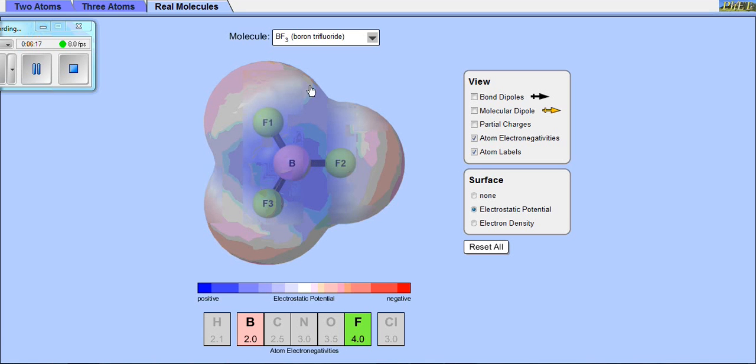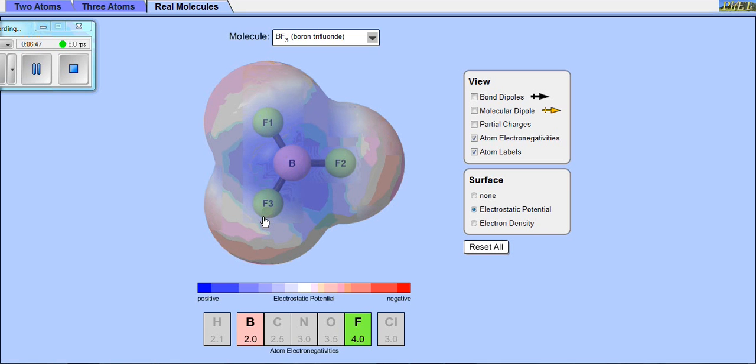But if you look at the molecule as a whole, it's a nonpolar structure because it's symmetrical, and because it is symmetrical, the outsides of the molecule have negative charges and the inside is positive. So although boron trifluoride has polar bonds between the boron and the fluorine, because it's a symmetrical structure, it becomes a nonpolar molecule.